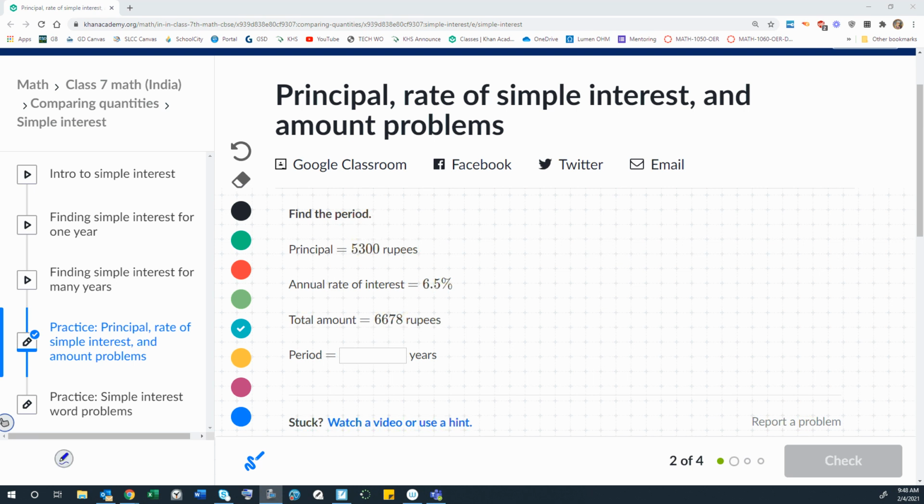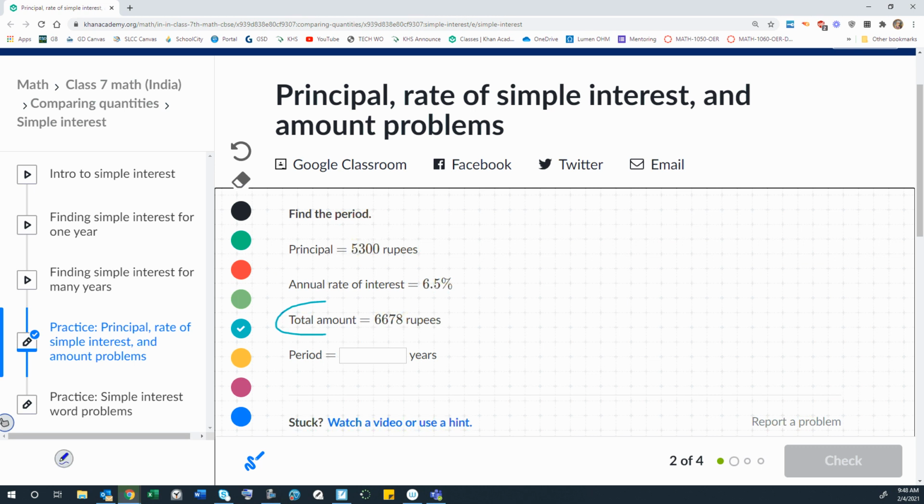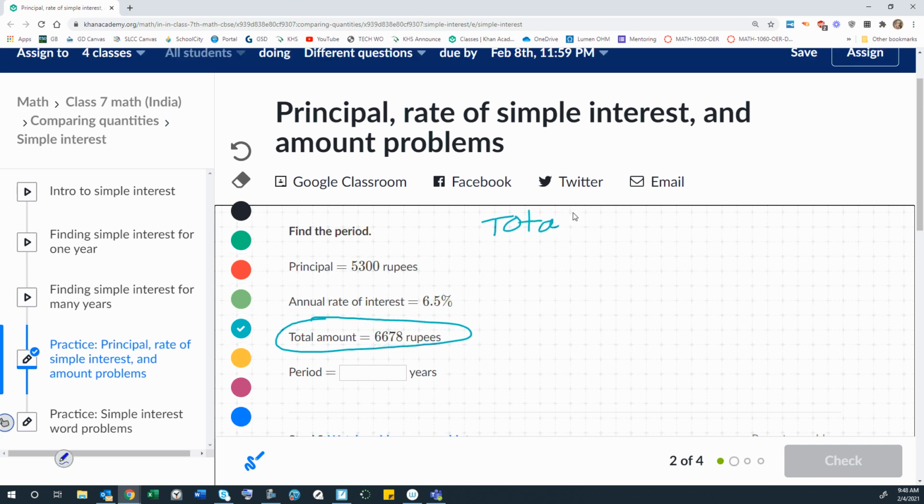Okay, our Khan Academy assignments have some problems with a total amount, which we didn't see on our notes. So here, our total amount, let's just talk about what that means. Total amount means it's the principal plus the interest.